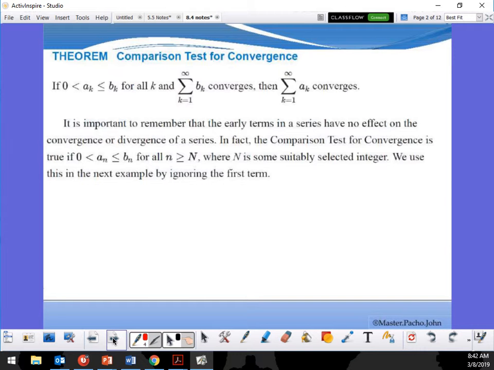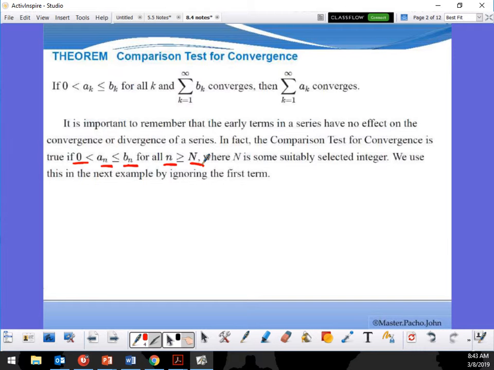In fact, the comparison test for convergence is true if 0 is less than a of n, which is less than or equal to b of n, for all n that is greater than or equal to N, where N is a selected integer, so from some point that I have.